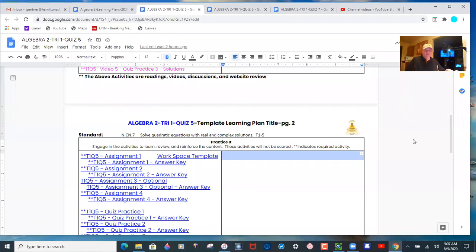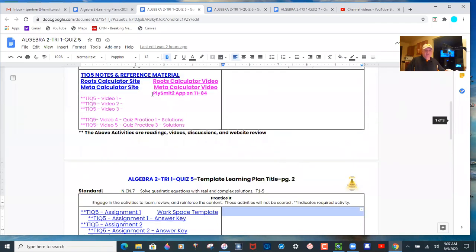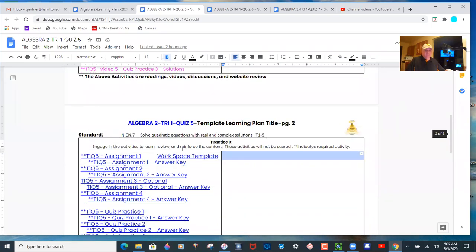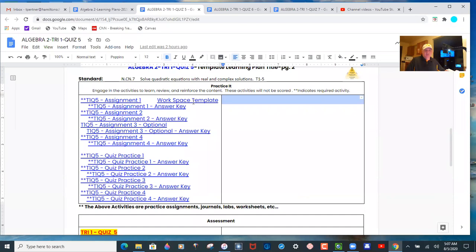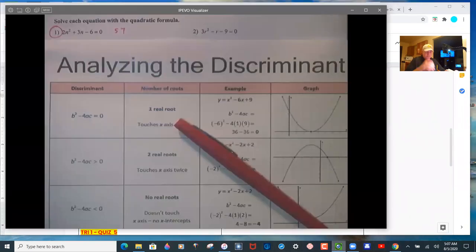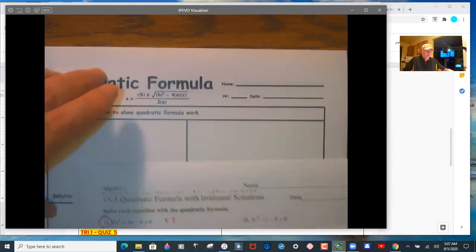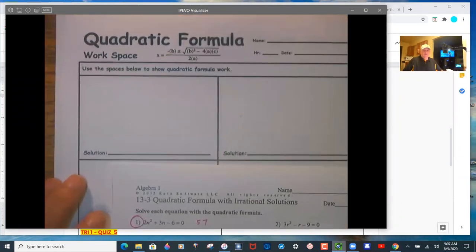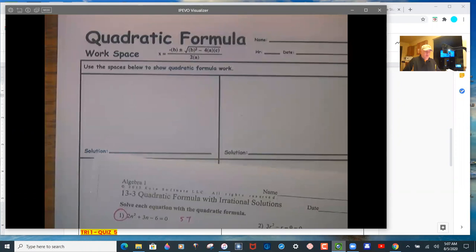This is the first assignment for Quiz 5. Make sure you print off the reference material here as usual. And there's a little workspace template sheets that will help you to do this with the quadratic formula.